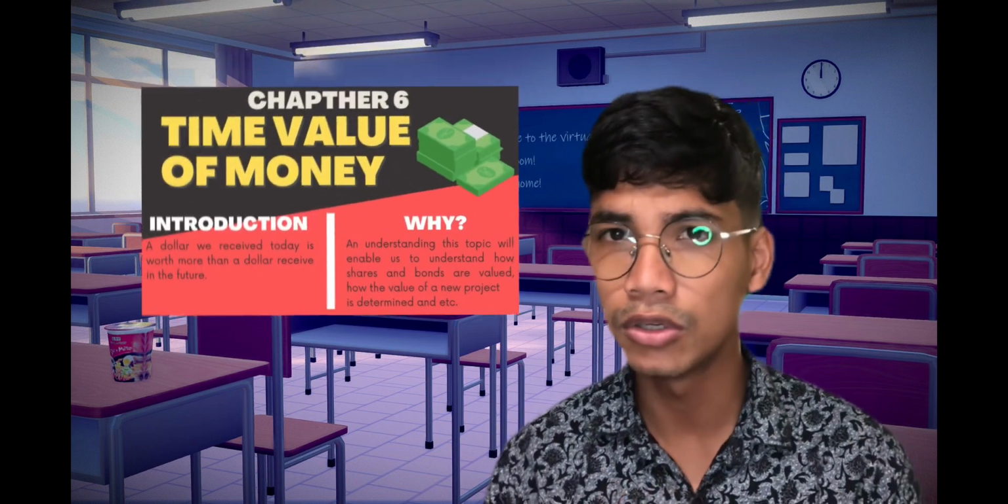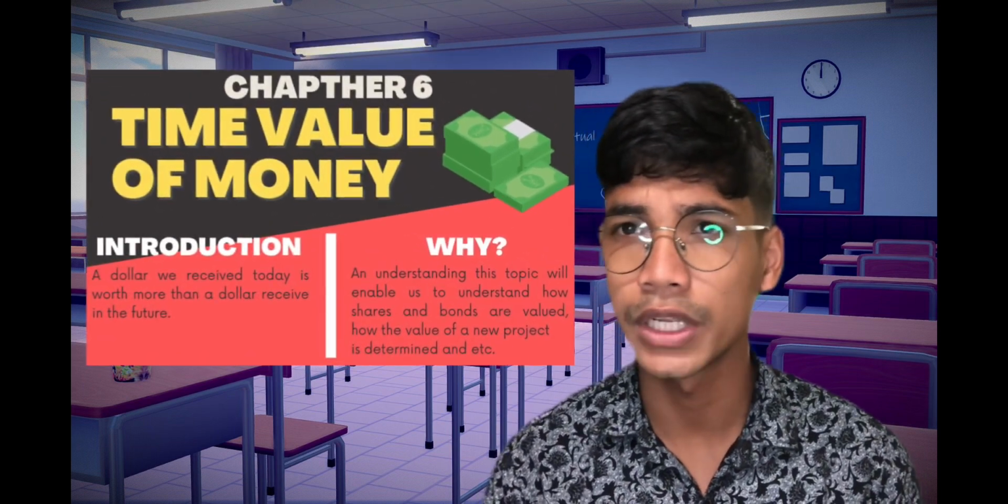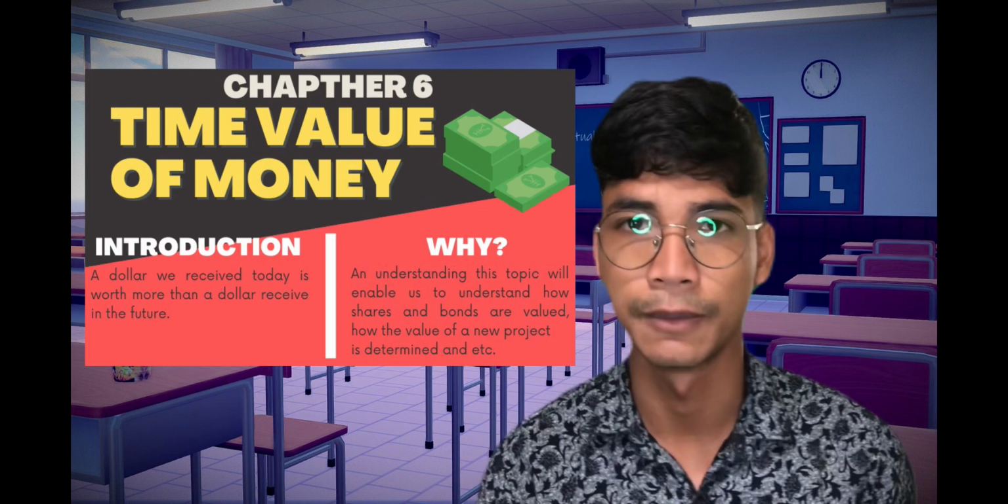Welcome to my class. Today, I'm going to review two chapters, which are chapter 6 and chapter 7. Right now, I will review chapter 6 first. Before I go into detail about chapter 6, we have to know that a dollar we receive today is worth more than a dollar we receive in the future.